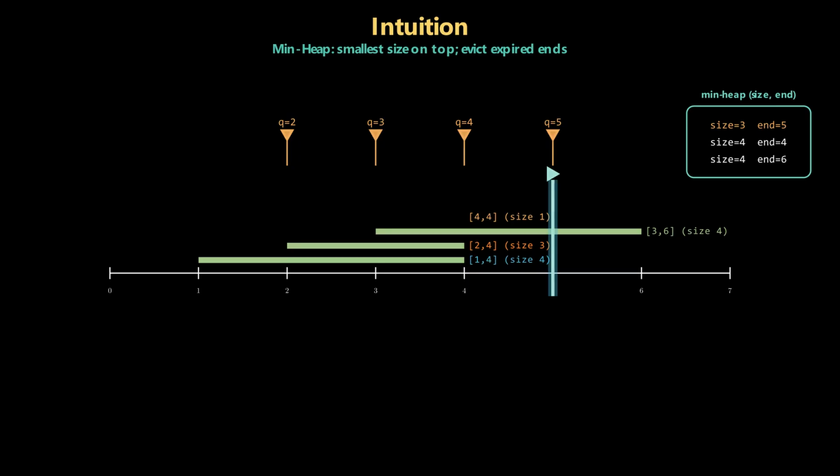A min heap stores size and end coordinate, and the smallest size always sits at the top. At query 6, check the heap top before answering. If end is less than 6, that interval already ended. It is expired, pop it off. Keep popping while the top is still expired. When a valid interval reaches the top, that size is the answer.